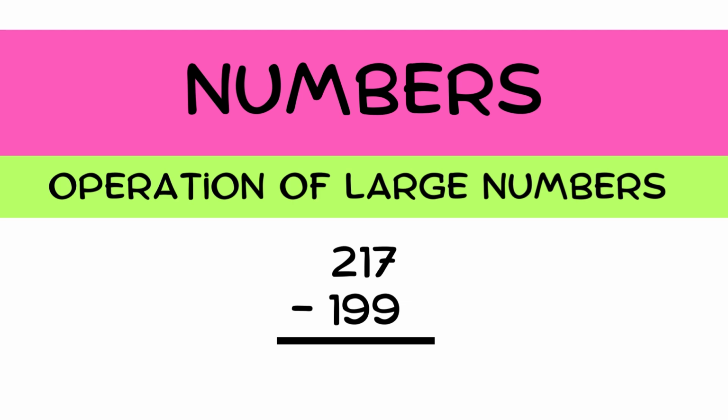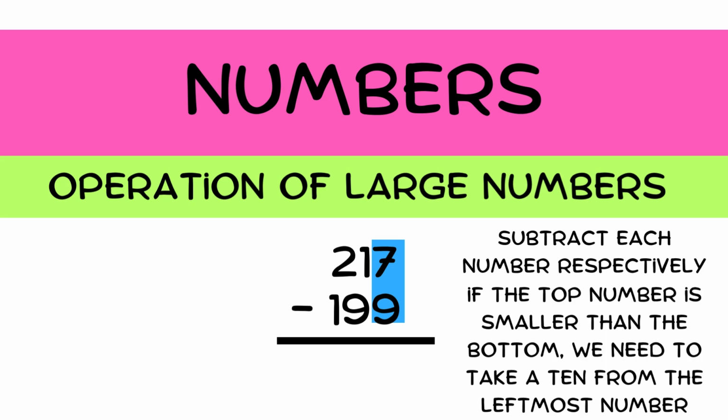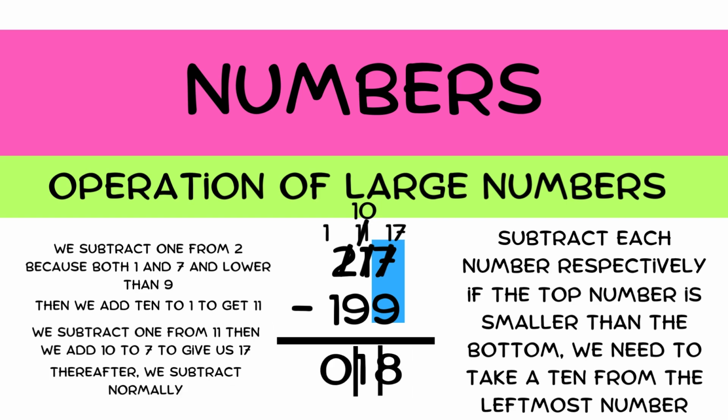Again, we start from the right and subtract each number accordingly. If at any time the number on the top is lower than the number on the bottom, we simply subtract 1 from its leftmost neighbor and add 10 to the original number. Therefore, our final answer would be 18.